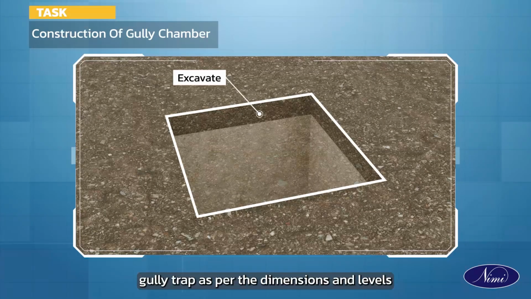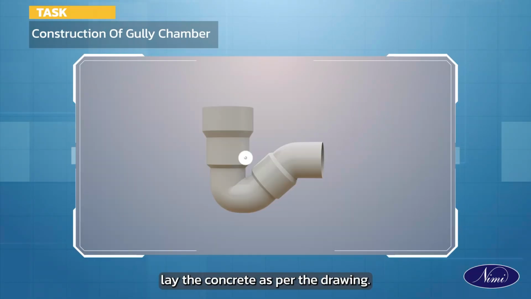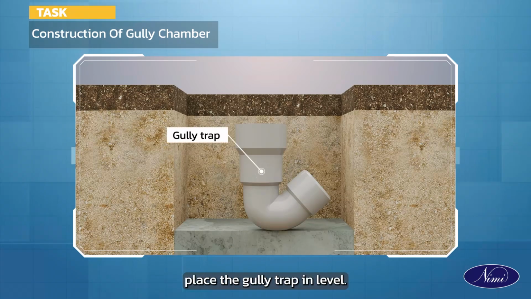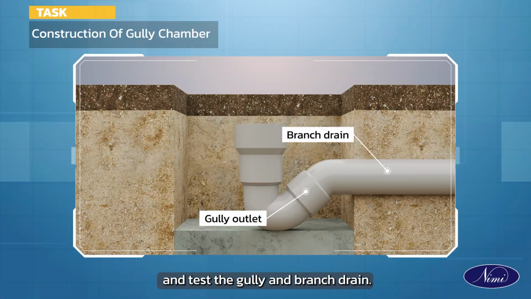Excavate for the gully trap as per the dimensions and levels. Lay the concrete as per the drawing. Check the quality of the gully trap. Place the gully trap in level. Connect the gully outlet to the branch drain and test the gully and branch drain.